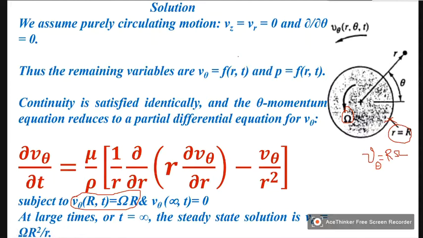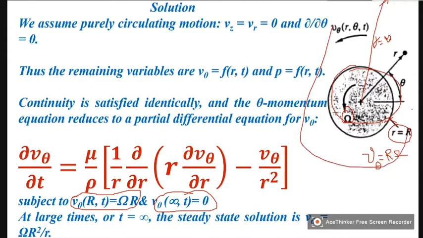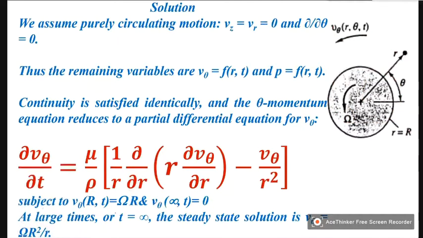So, if you consider the other boundary condition at a far off distance, that is r is equal to infinity, at any time, velocity is undisturbed, because the influence of the rotation of this cylinder is felt only for some distance, but far off it will not be there. So therefore, this is what we have.